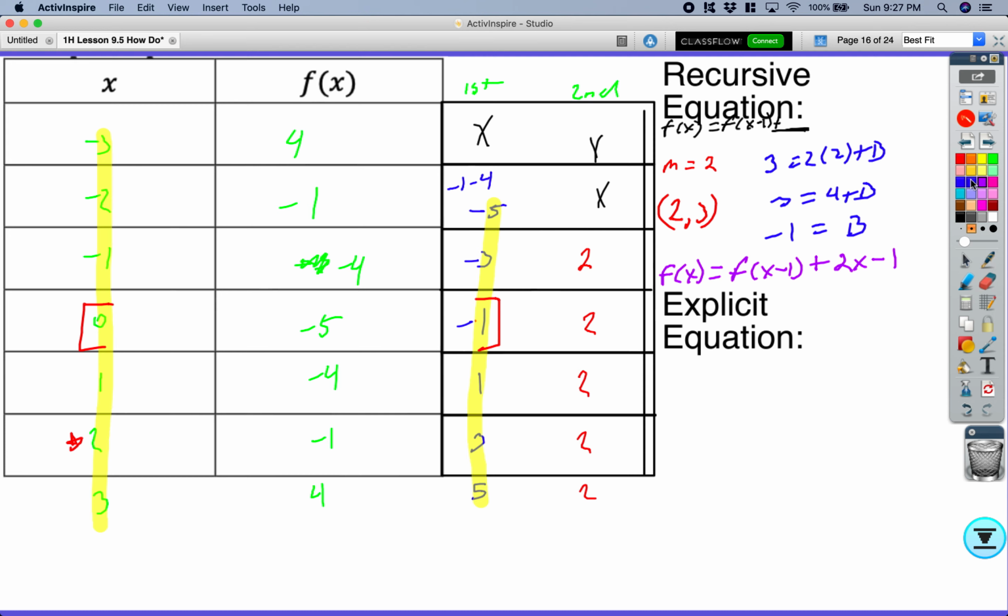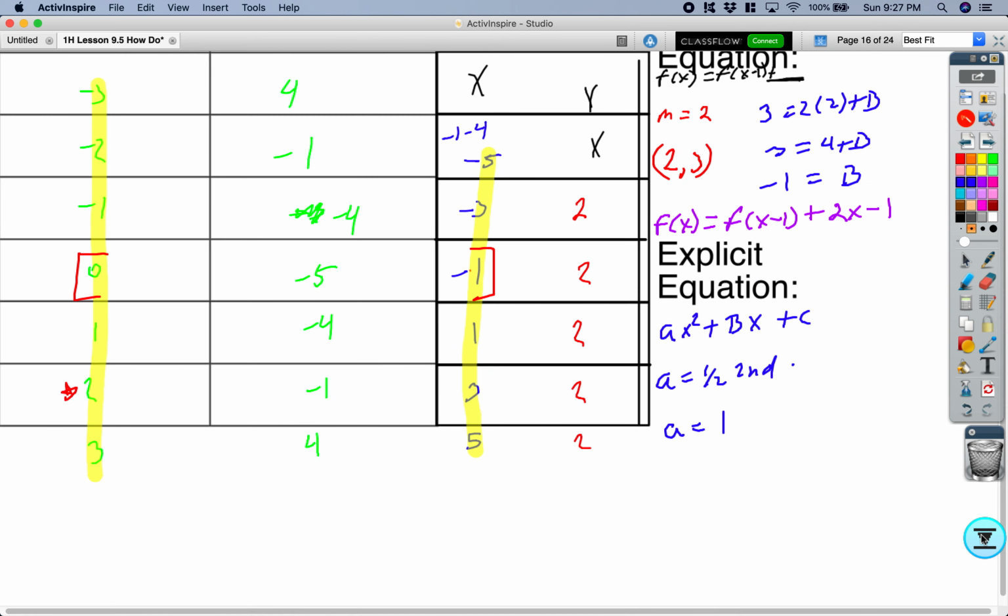All right. Now the next thing is explicit. This is kind of another review from 9.1. To find the explicit formula, you need to find it in standard form looking like this: ax squared plus bx plus c. To find the a value, it is 1/2 the second difference. My second difference is 2, so 1/2 of 2 is 1. Therefore, I know my a value is 1.